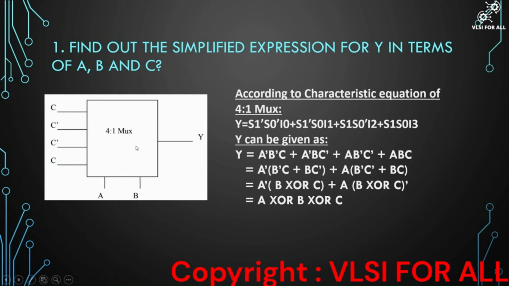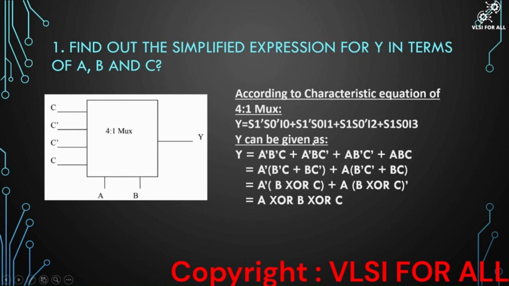Simplified expression, no? So according to the characteristic equation of the 4 is to 1 mux, we have to write the equation. What is the equation of the 4 is to 1 mux? S1 bar S0 bar I0 plus S1 bar S0 I1 plus S1 S0 bar I2 plus S1 S0 I3. This is the equation, right? According to this equation, we have to write the given form.